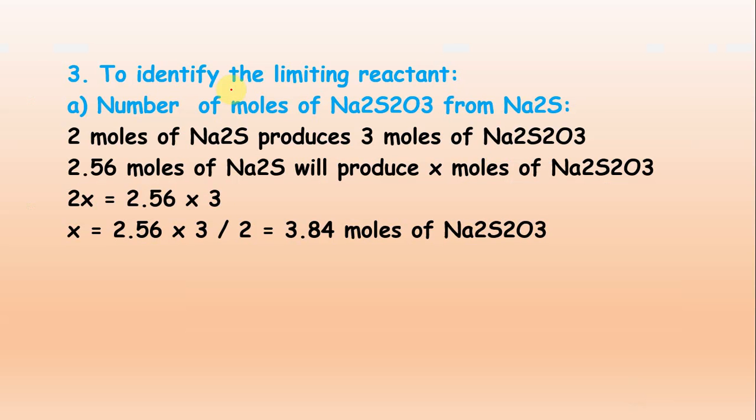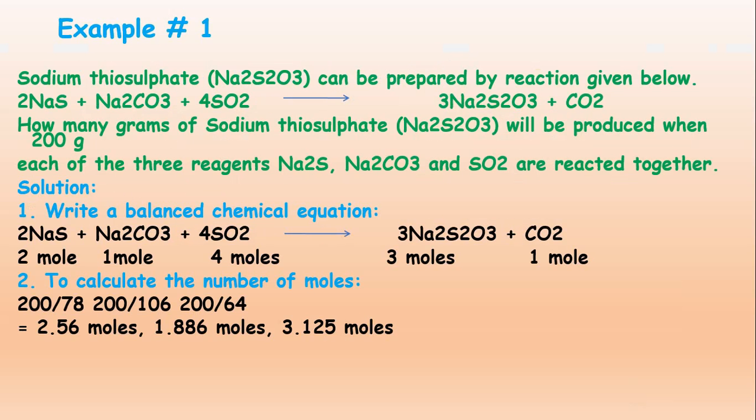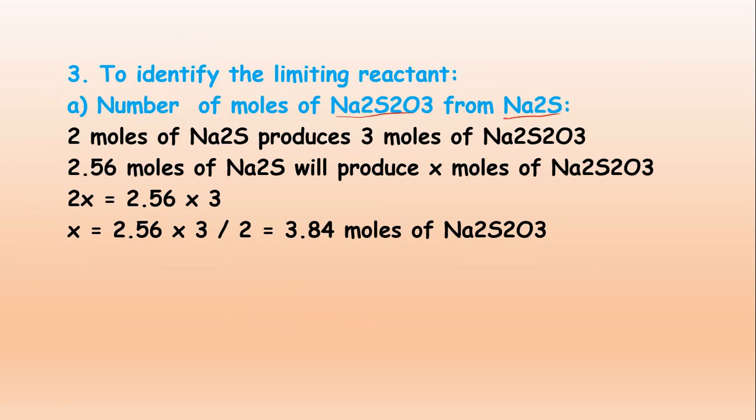How can we identify the limiting reactant? The number of moles of sodium thiosulfate from the sodium carbonate, how many moles can we get from the sodium sulfide? As you go to this equation, 2 moles of sodium sulfide will produce 3 moles of sodium thiosulfate.